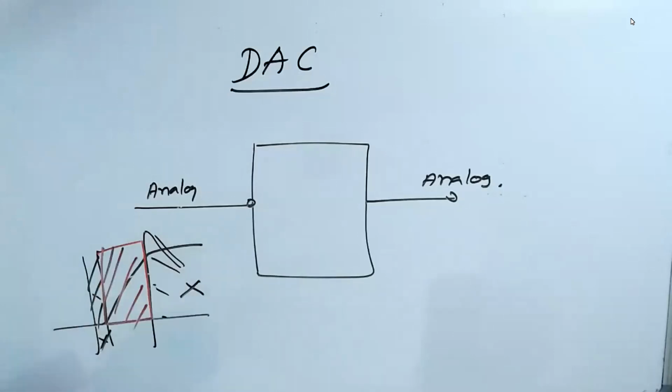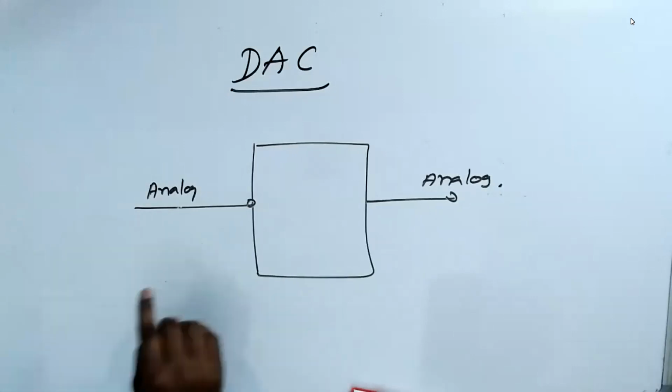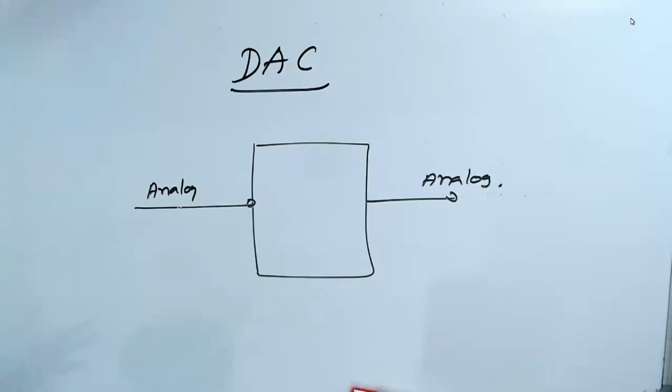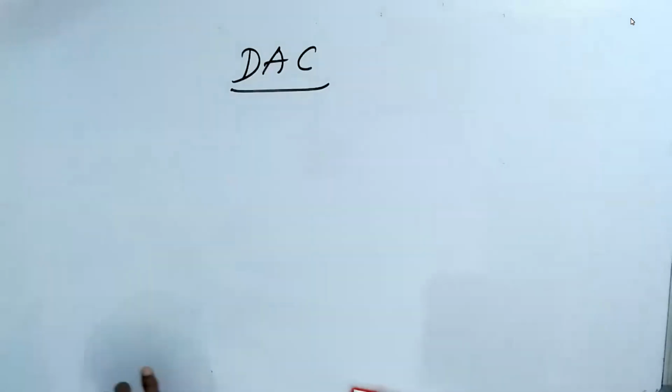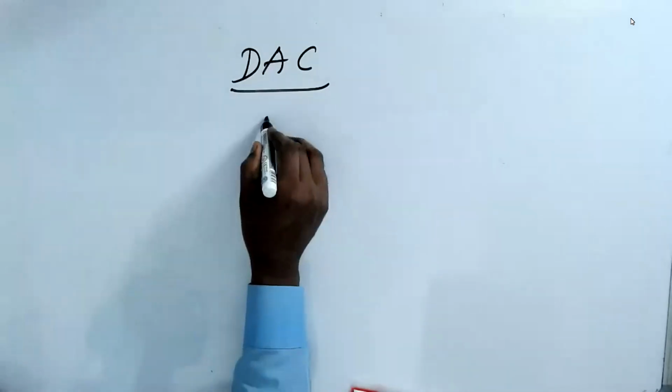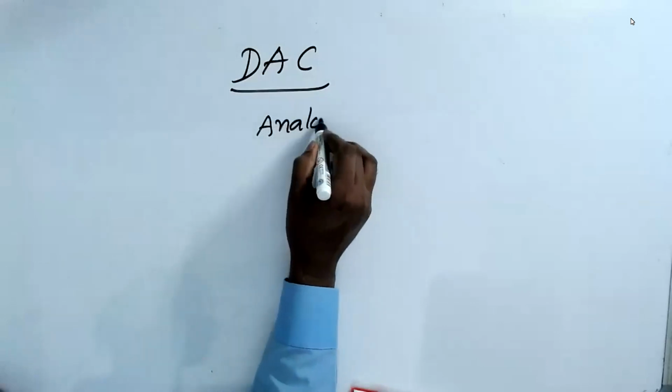Now the problem is you need to understand analog first. Before we get into DAC and ADC, we have to discuss a little bit about analog. Why did we move to digital? What is the advantage of analog and digital? That has to be understood first. So there are two things. One is called analog, one is called digital.